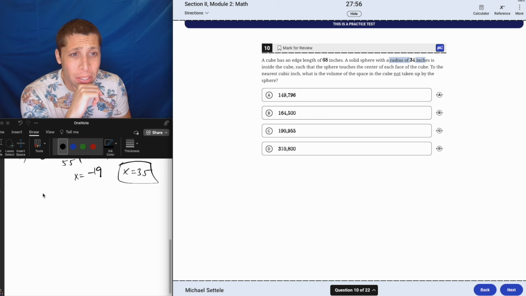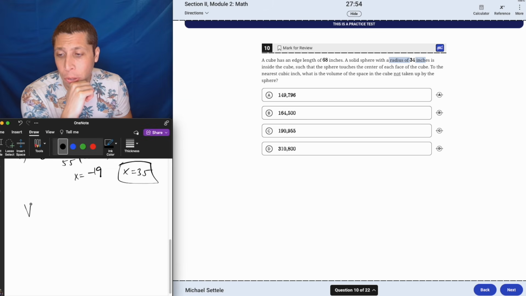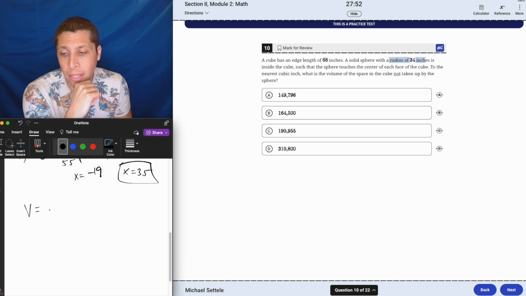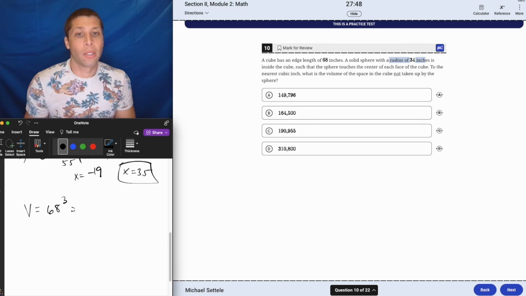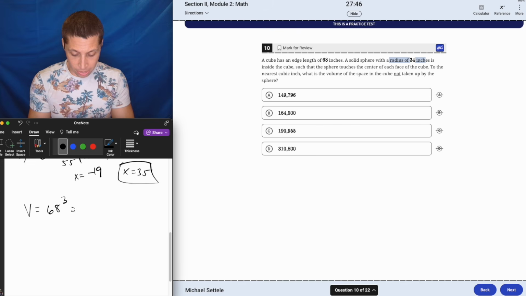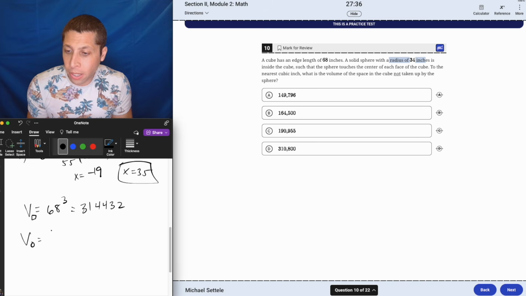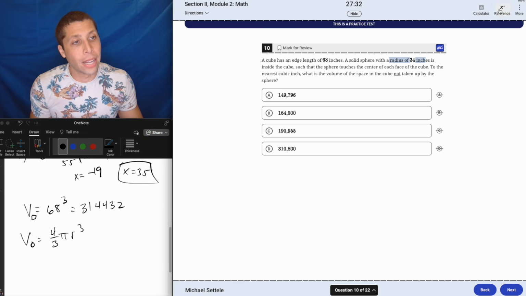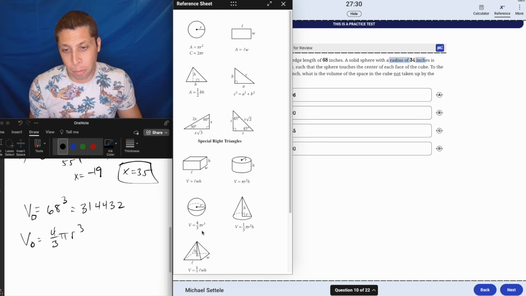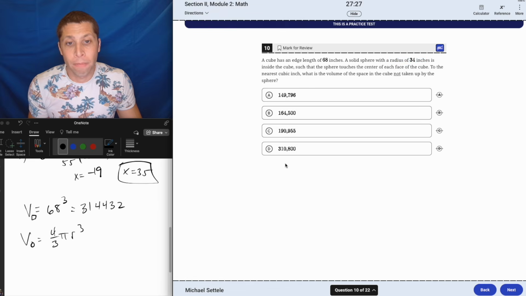So what are we doing? What is the volume of the space in the cube not taken up by the sphere? So the volume of a cube is the length times width times height. They're all the same, so it's 68 cubed. So volume of the cube, 68 to the third, is 314,432. So this is the cube. The volume of the sphere is 4/3 pi r cubed. That is given right here. 4/3 pi r cubed.